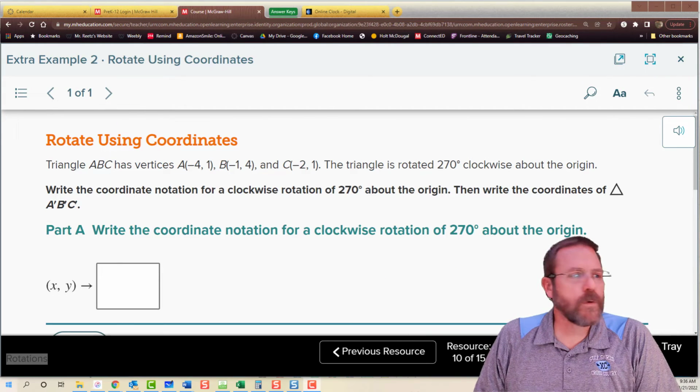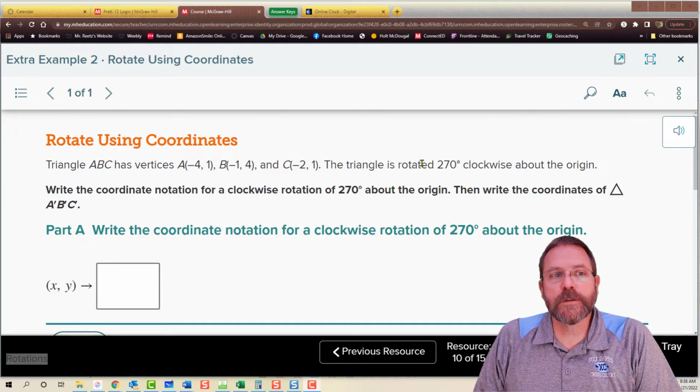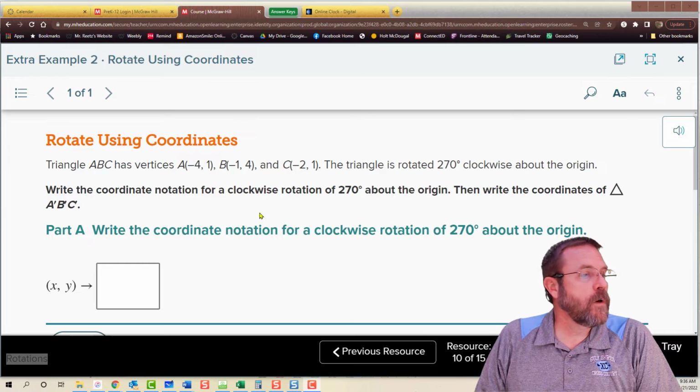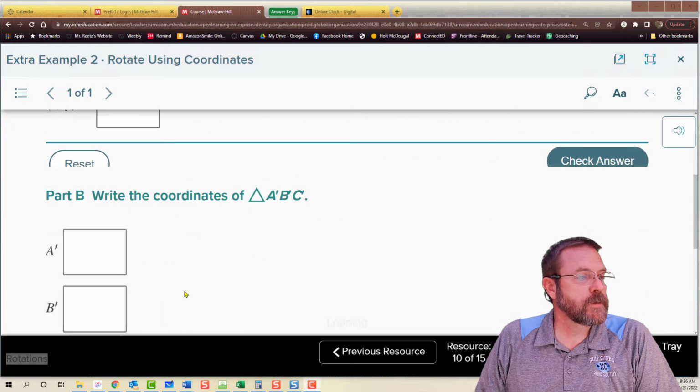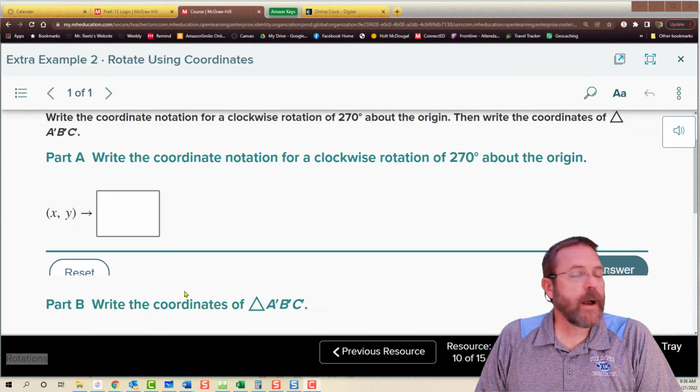Now it's going to be your turn. This time they want you to take triangle ABC, which has these vertices, and rotate it 270 degrees around the origin in a clockwise manner. Then you're going to write that notation of the clockwise rotation, and then write the coordinates of the new triangle listed right down here. So I'm going to help you out.